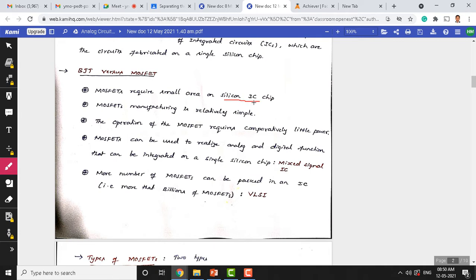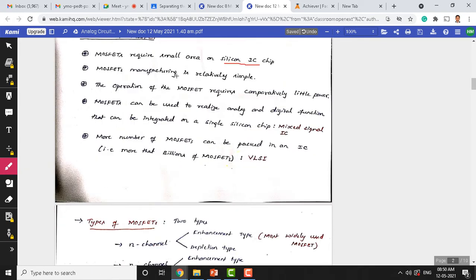That's why we see very compact, handheld electronic devices nowadays, because MOSFET occupies very little area, and so many MOSFETs can be packed in a single silicon chip. And look at the manufacturing process. Manufacturing of MOSFET is relatively simple compared to the BJT. Too many processes are involved in BJT manufacturing, so it's tedious, and moreover the cost involved is very high.